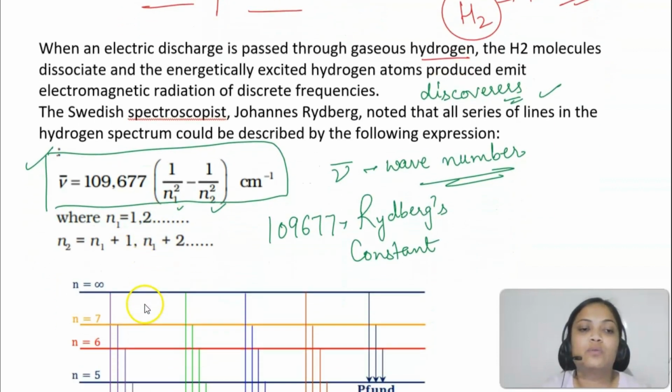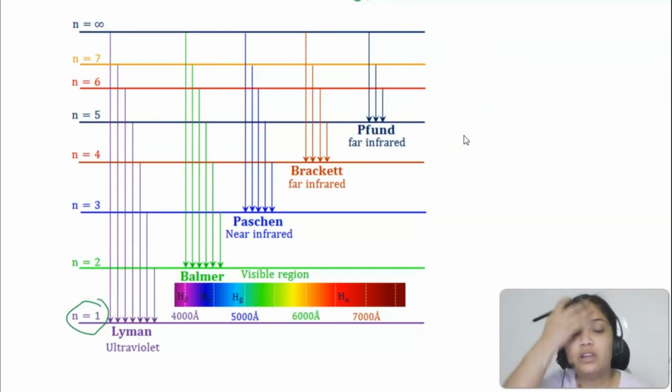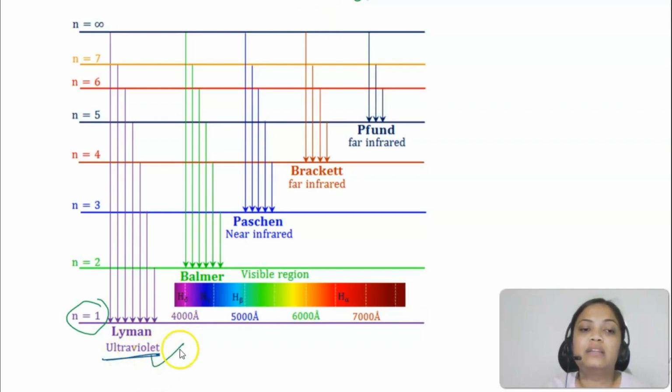Okay. So here this is the line spectra of the hydrogen. Okay. So if I talk about n1, so n is equal to 1. So if n is equal to 1, it means an electron is falling into the first shell. So we get this Lyman series, and this Lyman series is not visible. It lies in the ultraviolet region. Then n equal to 2, we have Balmer. So this is the only series which lies in the visible region.